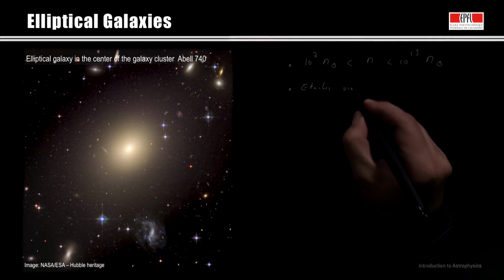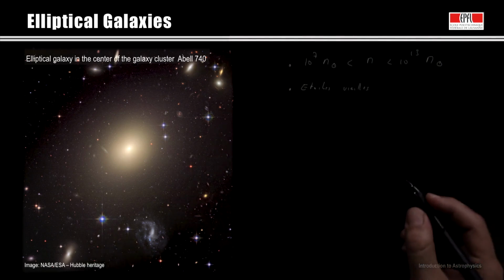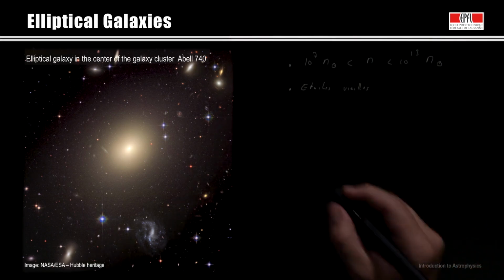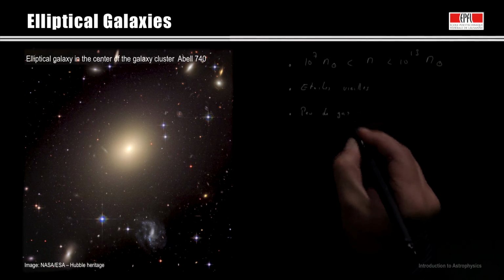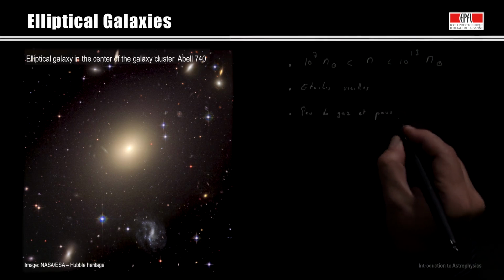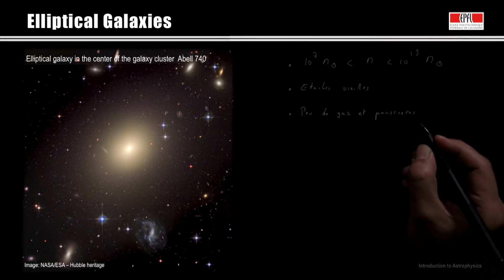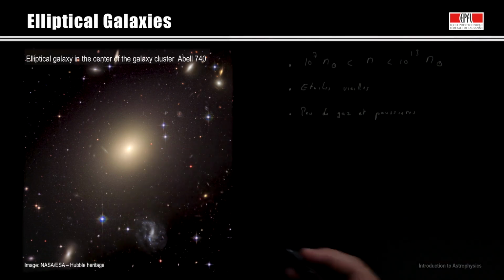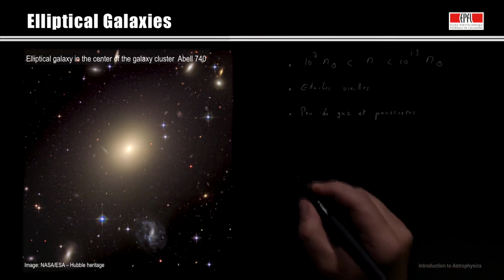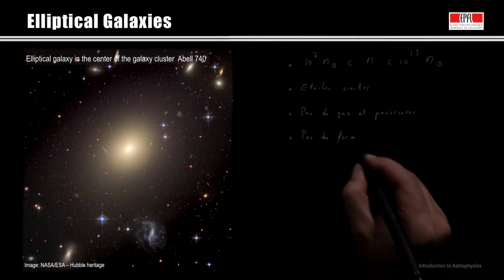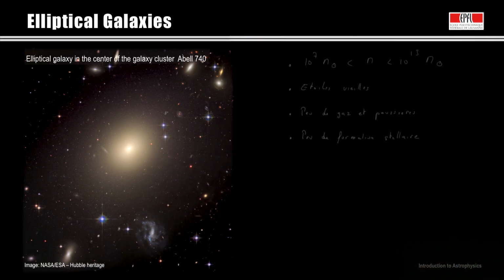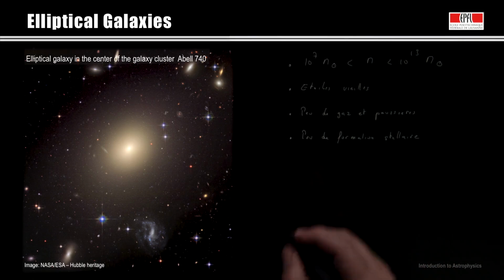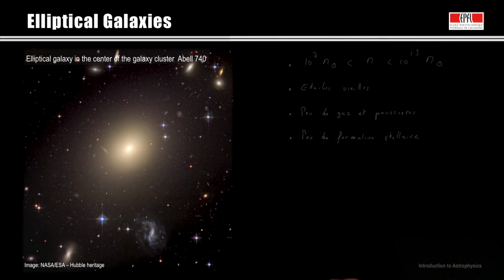They consist of old stellar populations, i.e., of the age of about billions of years. There is little or no gas or dust, so the interstellar medium is quite poor. There is little star formation. Stars are old with random orbits around the center of mass.